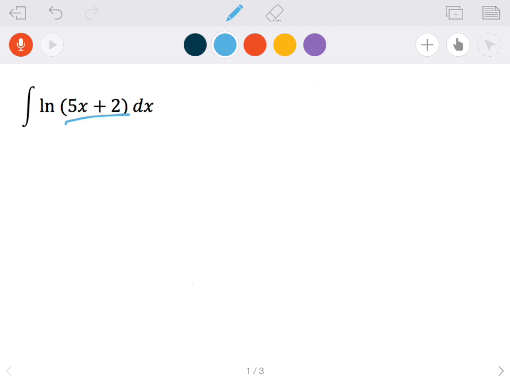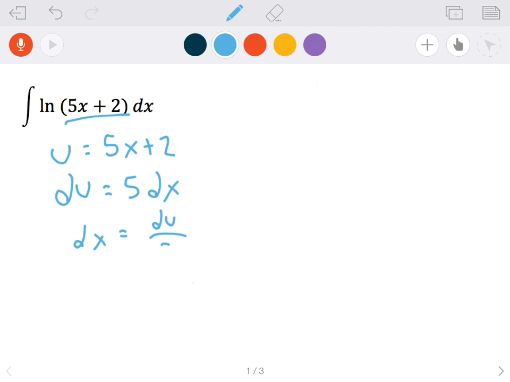Not a problem. All I have to do then is u substitution. So I'm going to let u equal 5x plus 2, which makes du 5 dx. And I can solve for dx, say that that's du over 5. Let's rewrite the integral now. That'll be 1/5, pulling that out front, 1/5 the integral of the natural log of u du.